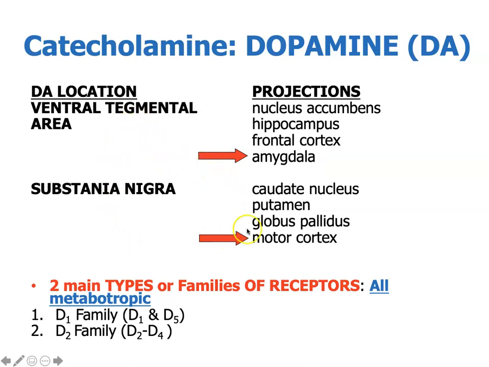We also have the substantia nigra. These regions, the caudate nucleus, the putamen, the globus pallidus, and the motor cortex, all of these are regions that we know are important in regard to motor function. And so Parkinson's patients tend to show a severe decline of dopaminergic neurons in these regions of the substantia nigra. And so we understand dopamine quite a bit within its function of motor control.